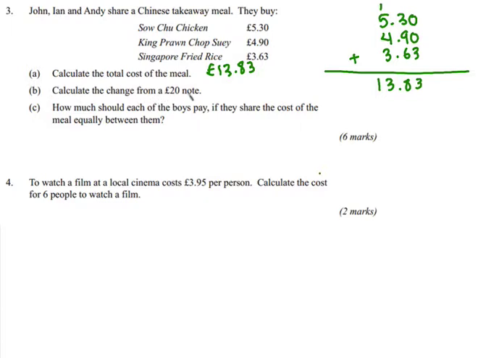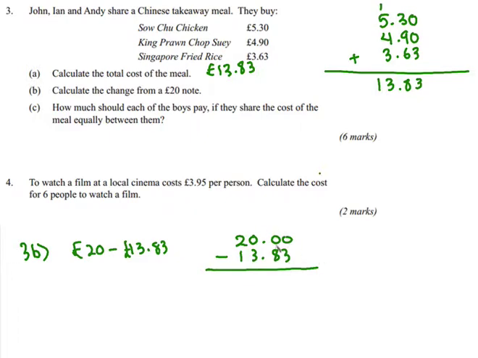Calculate the change from a £20 note. So we have to do this calculation. I'm going to write 3b here, because we have a lot of space. So we've got £20, and we want to take away £13.83 to work out our change, and the maths is as follows. So £20 minus £13.83, doing a subtraction.